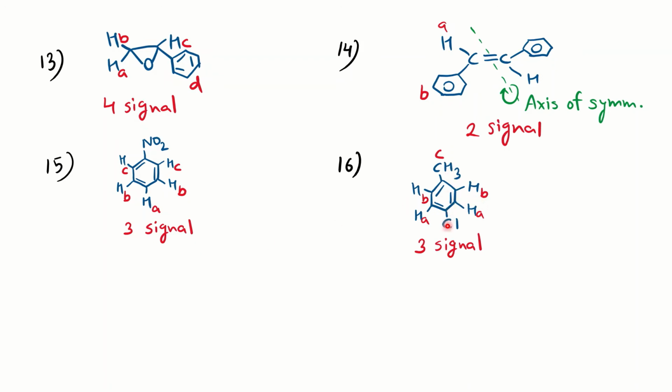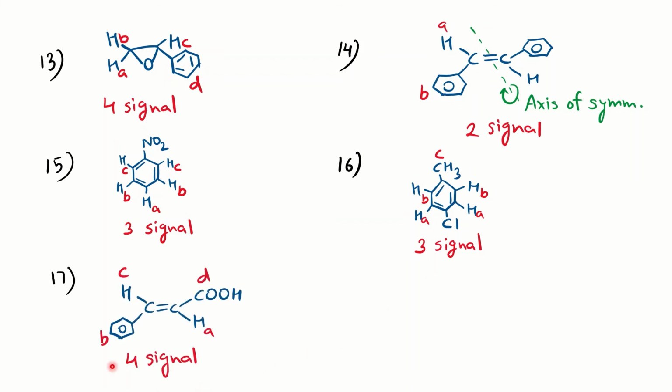Now in this para disubstituted molecule, one side you have methyl, other side you have Cl, right? So one signal for methyl, other signal for Hb which is ortho to the CH3, and they are chemically equivalent. The 2 Ha protons are in the environment of Cl, therefore will give you the same signal. So total 3 signals you can find for this molecule. Here all the 4 are distinct environments, so 4 signals.